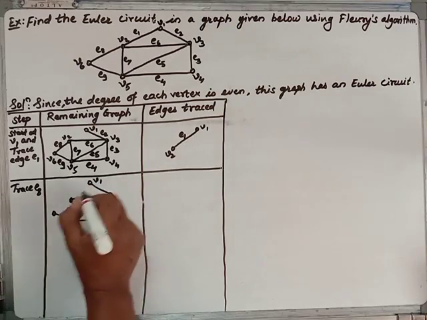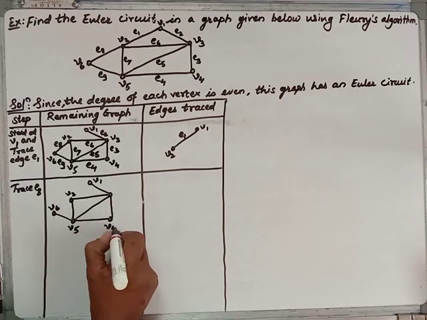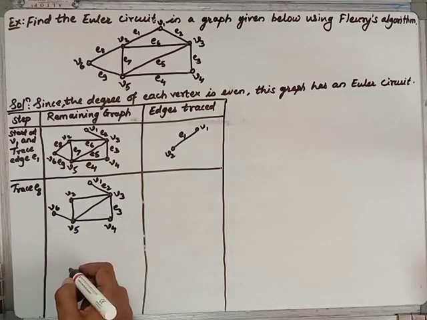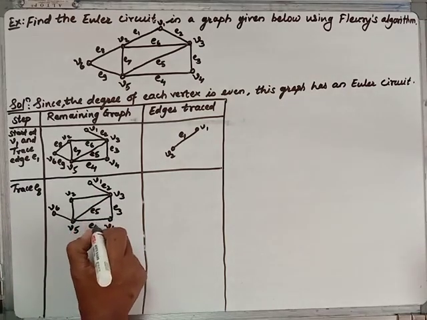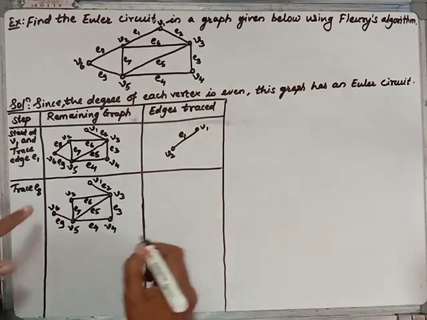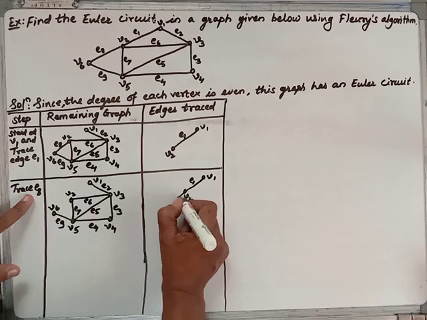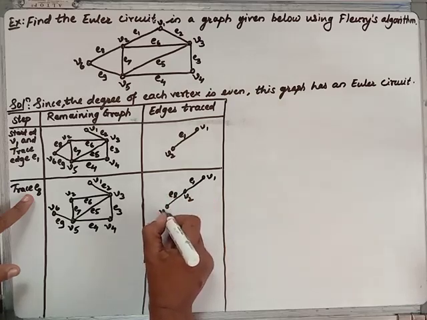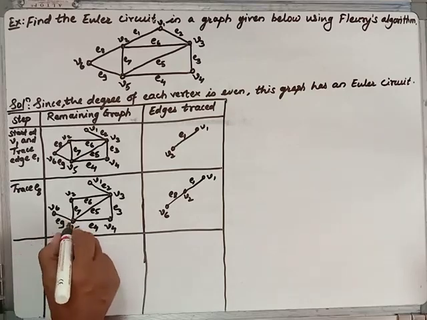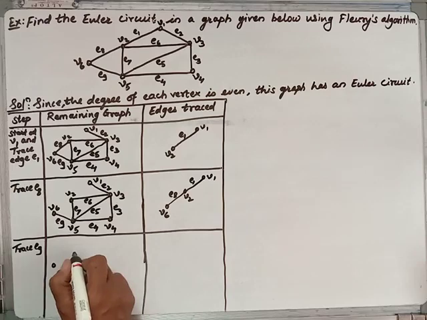Here V1, V2, V3, V6, sorry, V6, V5, V4, V3. This is E2, E3, then E5, E4, E7, E6 and E9. Now which edges have we traced? First V1 to V2 there is E1, and now E8 goes up to V6. Next step, we reach V6, so trace E9. After tracing E9, we get V6 isolated.